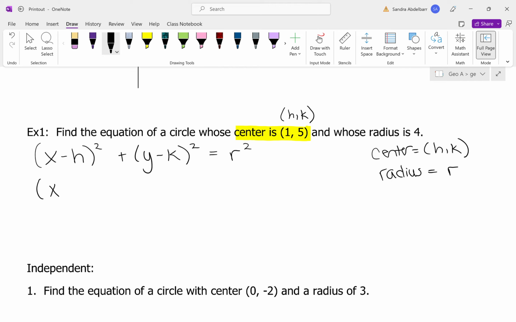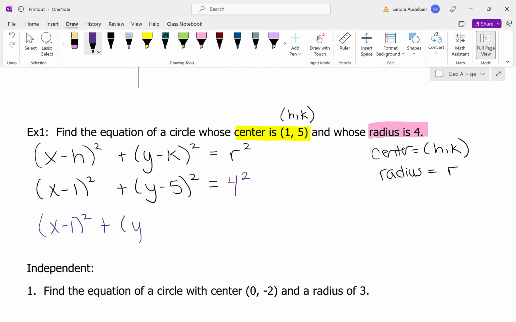So this is going to be x minus 1 squared plus y minus 5 squared equals, what did they say the radius was? 4. So equals 4 squared. The only thing you have to expand upon here is the 4 squared. So this is going to be x minus 1 squared plus y minus 5 squared equals 16.